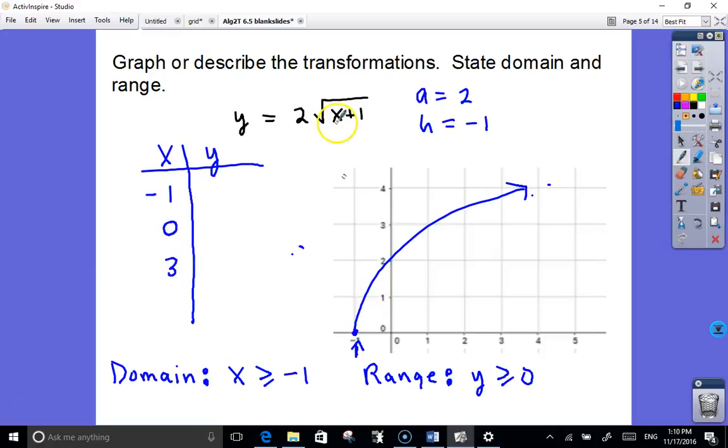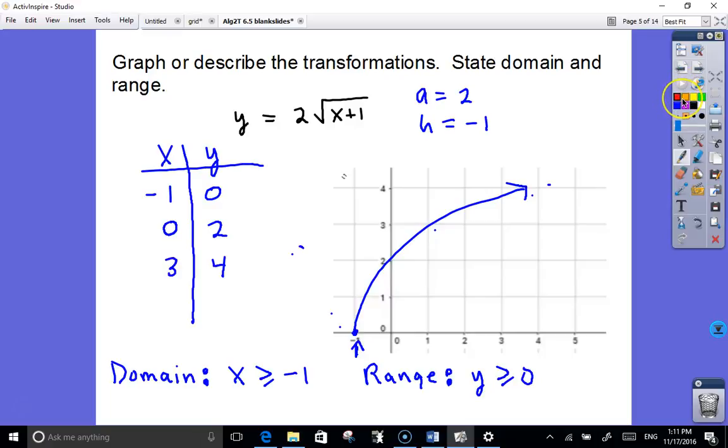When I put in -1, -1 plus 1 is 0, so this is 0. When I put in a 0, now I've got the square root of 1, which is 1, times 2 is 2. And I put in 3, 3 plus 1 is 4, the square root of 4 is 2, 2 times 2 is 4. So I'm picking these x values because remember, I get to pick the x values. And I'm picking them just so they lead to perfect squares. And that makes it a little easier to graph.